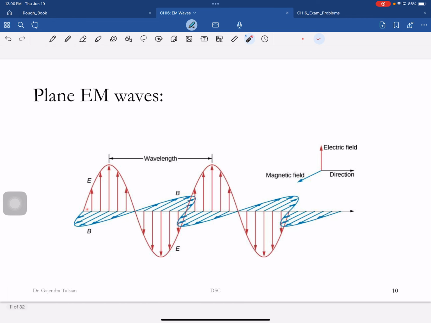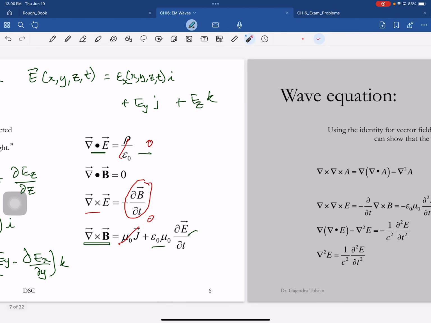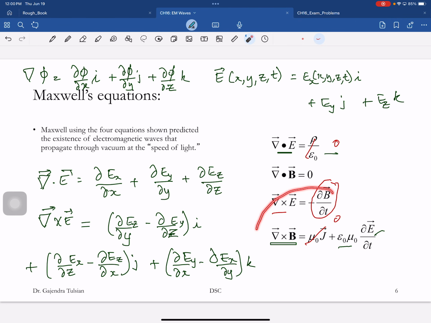So here is the E and B field. And these two equations show you that they'll be perpendicular to each other. So if E is in the z direction, B will be in the y direction, and the x direction is the direction of travel.